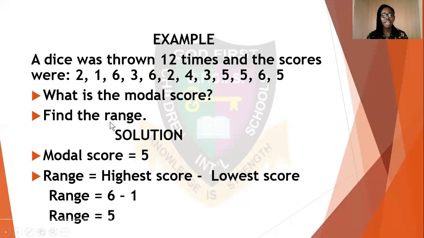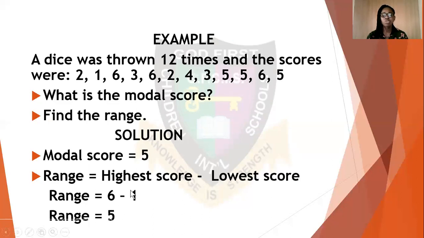Number 2, find the range. The range is the difference between the largest number and the smallest number. The largest number here is 6, and the least number, or the smallest number, is 1.